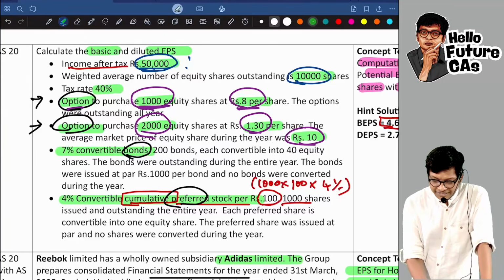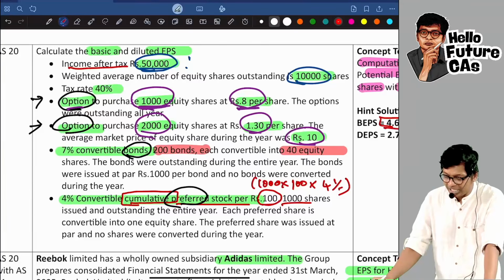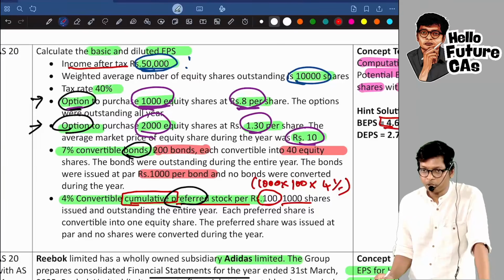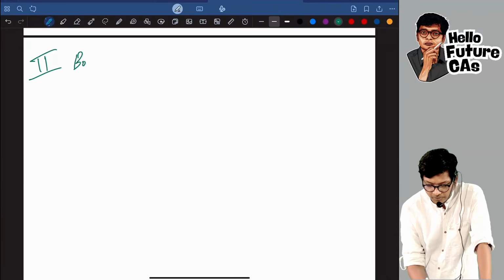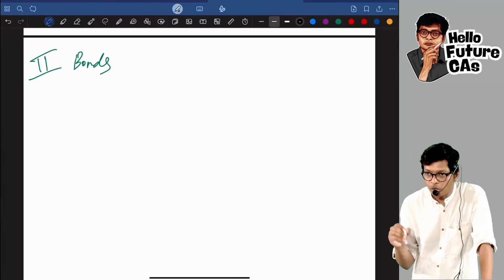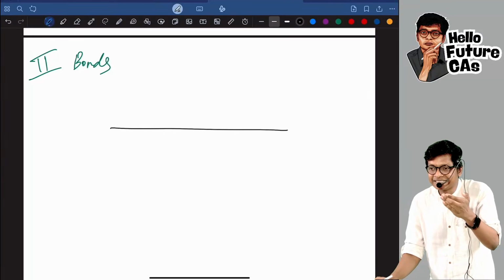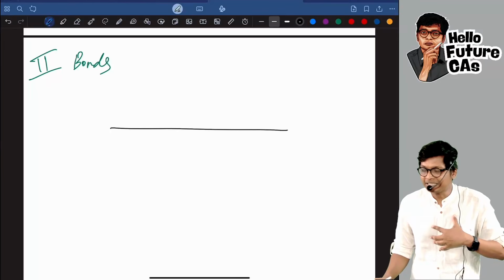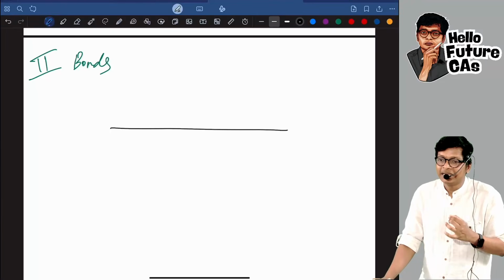How many bonds are there here, guys? 200 bonds are there. Each convertible into 40 equity shares, and each bond is 1000 per bond. So what you have to do? Because of bonds, I want to know how much will increase in numerator, how much will increase in denominator. Are you following? I am again repeating.